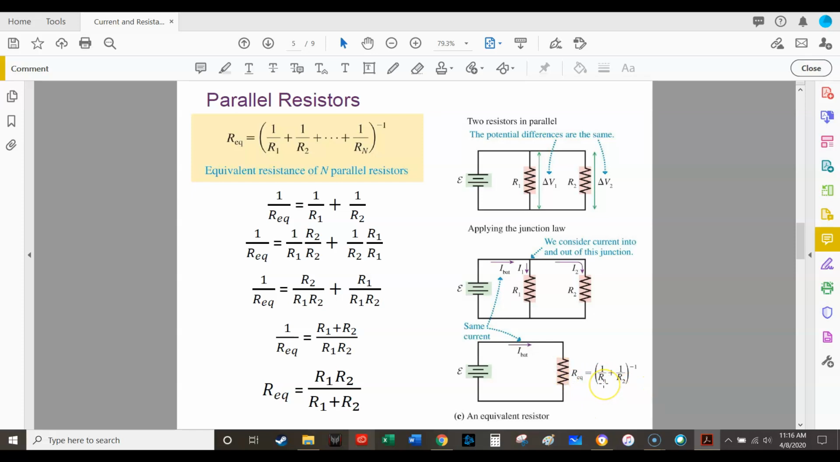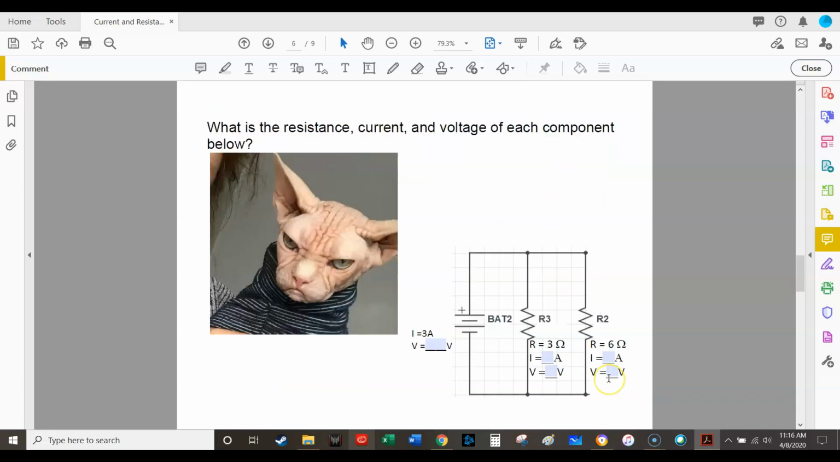Okay, so let's go ahead and practice this. Again, we're going to be asked to get the resistance, current, and voltage of each component below. Here we have a battery that is supplying 3 amps. We don't know the voltage. Here we have a resistor, 3 ohms. We don't know the current and voltage. And we have another resistor that is in parallel with that, with R3, that is 6 ohms. We don't know the current and voltage.